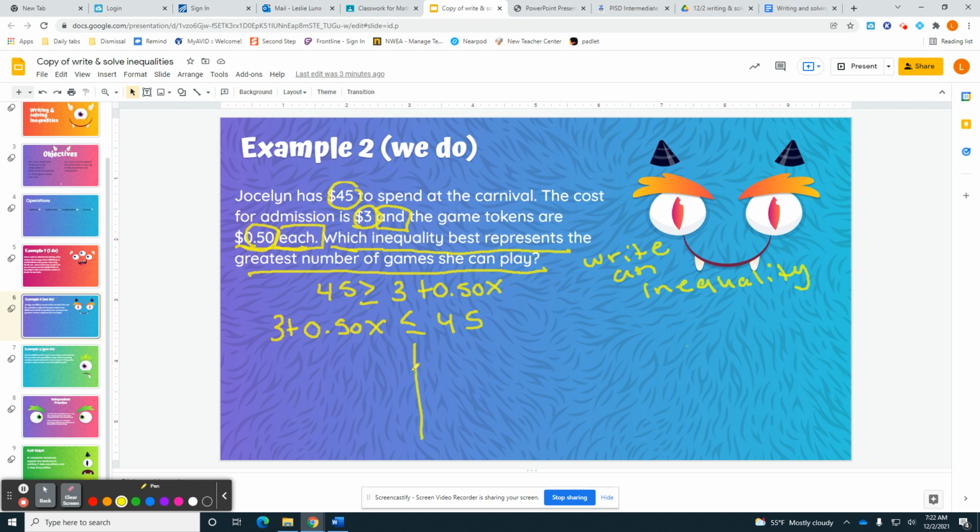So our first step would be to do what? You see how we have our 3 over here and we have our 0.50x here. We're still going to move the number that's farthest away from the x first, which would be the 3. Your 3, is that positive or negative? Positive, right? So you have to do the opposite, which is a negative 3. And what you do to one side, of course, you do to the other. So these two create a zero pair and cancel each other out. So you're going to have 0.50x is less than or equal to 42.